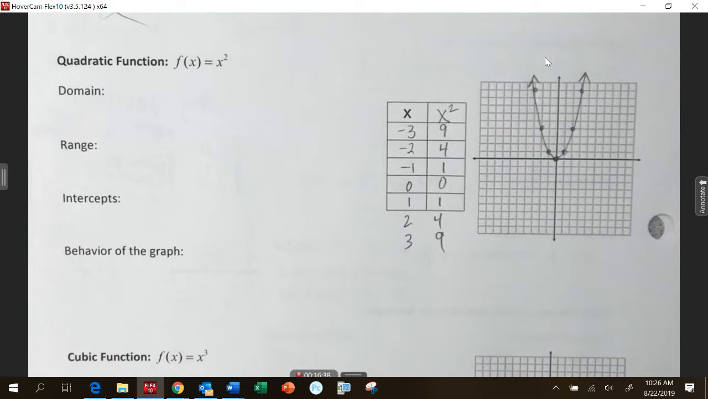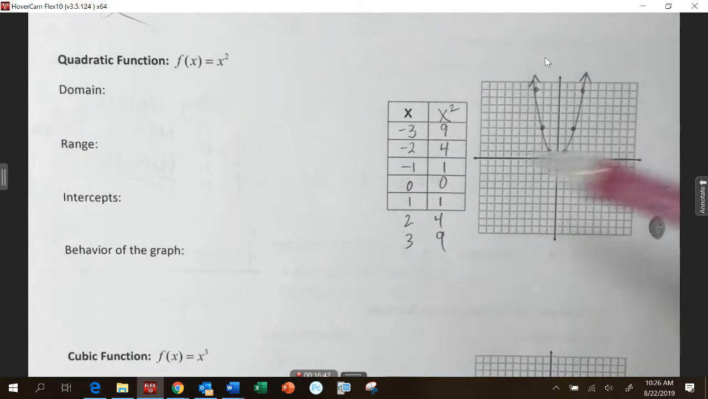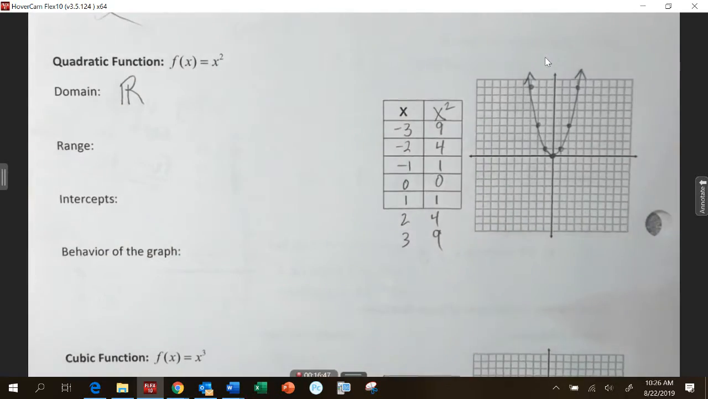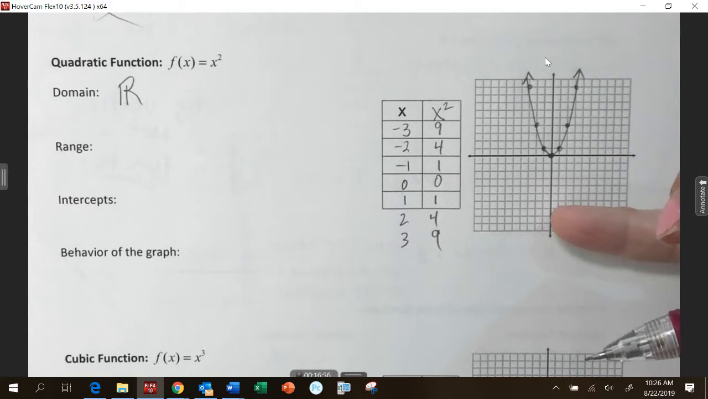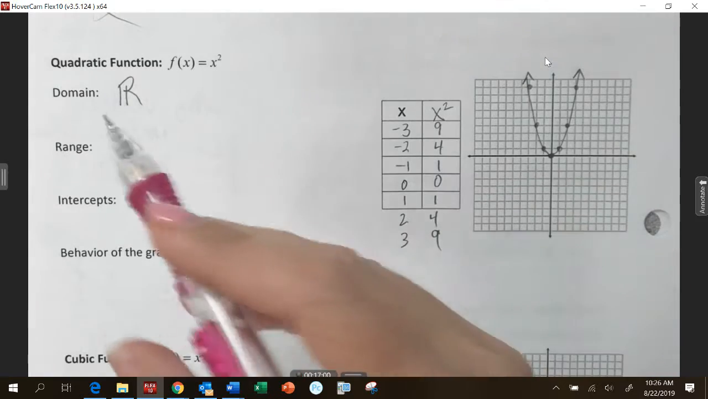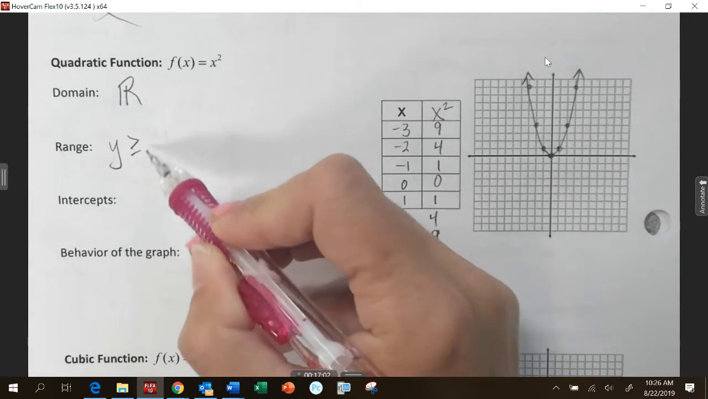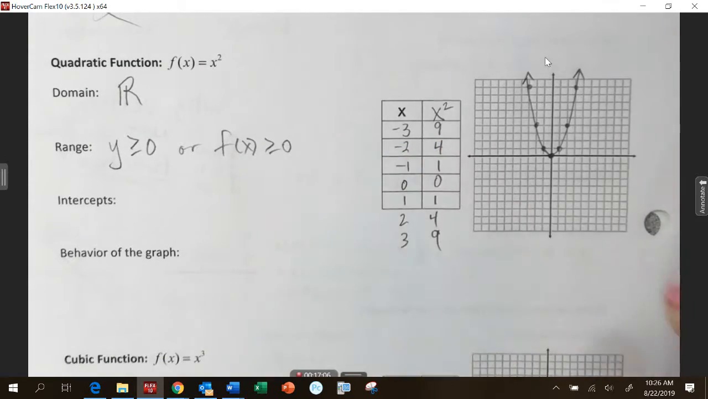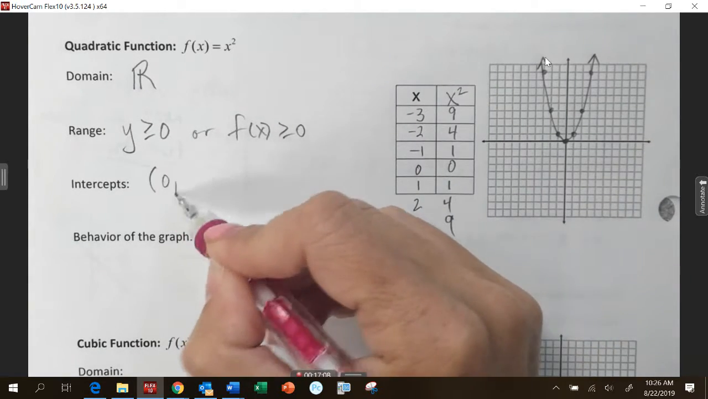So domain, how far to the left, how far to the right? All real numbers. You're allowed to square any number. However, when you do square them, what happens? We don't have any negatives. From range, low to high, the lowest number is going to be what? 0. Y is greater than or equal to 0, or you could write f of x greater than or equal to 0. And intercepts, 0, 0.